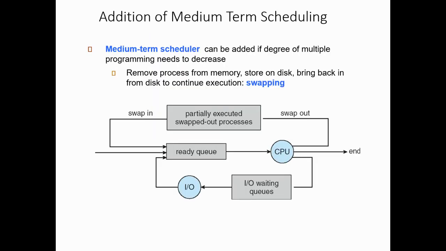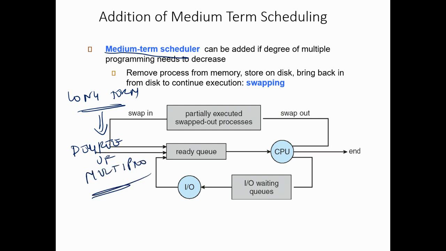Now, the addition of medium term scheduling. So far we learned only two types of scheduler: short term and long term. There is one more called the medium term scheduler. Why? Because we learned in the previous topic that long term scheduling controls the degree of multi-programming. Am I right? Yes, because multiple programs can be executed at one particular point of time.